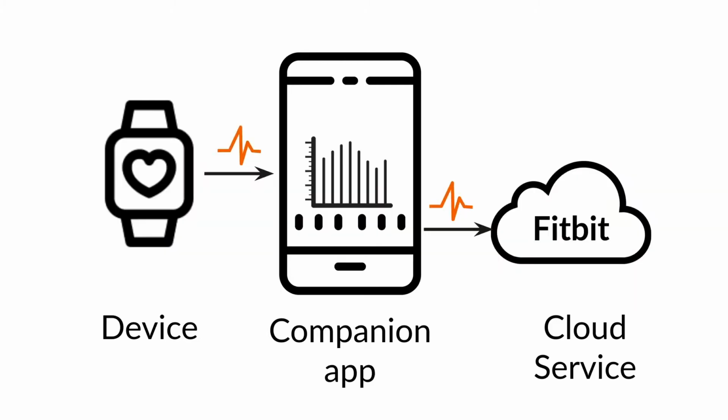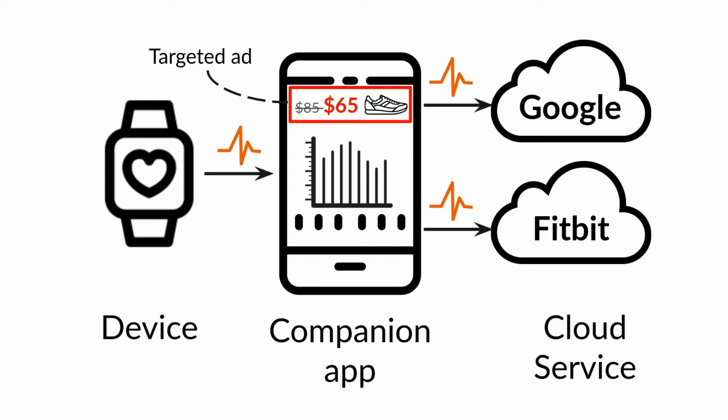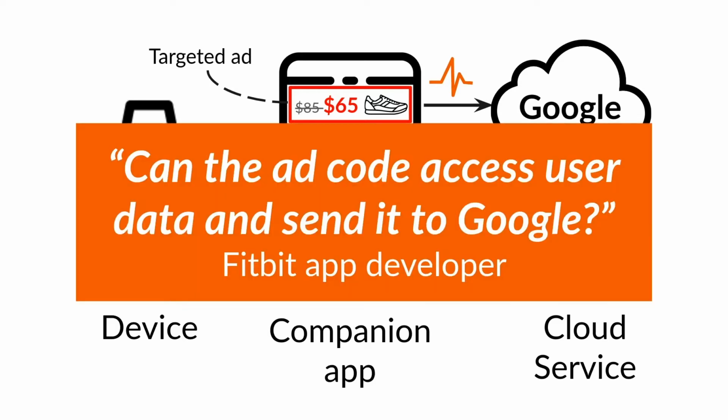The same kind of questions can also be raised by application developers in situations when their application relies on some third-party SDK to provide a certain service. For instance, targeted advertisement. If the application has an advertisement library included in its code, there is a chance that the same sensor data will be collected by the ad code and sent to the corresponding cloud provider. So the application developer can raise a concern such as, can the ad code access user data and send it to Google, for instance?